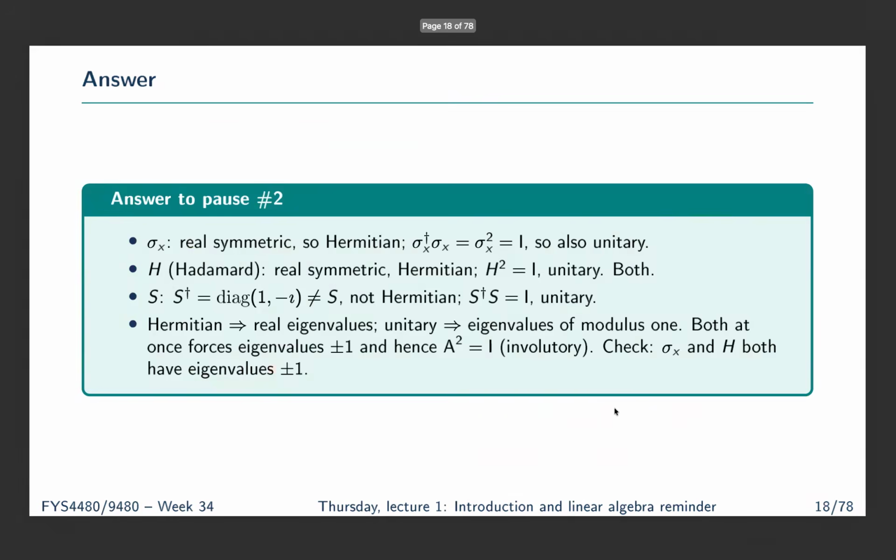So if you then look at it, sigma x is real symmetric. That means it's Hermitian. And you see, this also has a very interesting property. When I take the Hermitian conjugate and multiply with the matrix, it's equal to the identity matrix. That's the definition of unitary. So this matrix is real symmetric, it's Hermitian, and it's unitary.